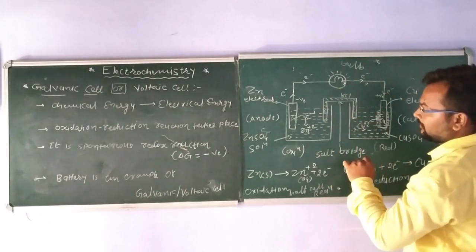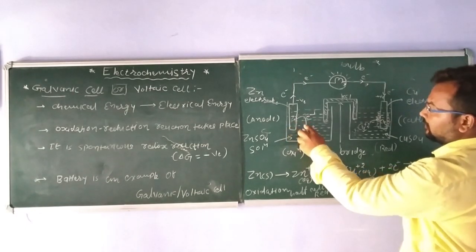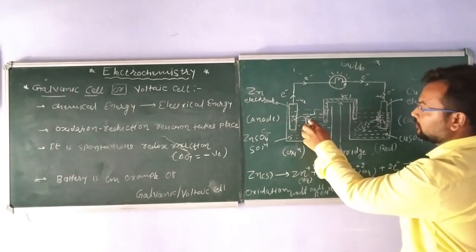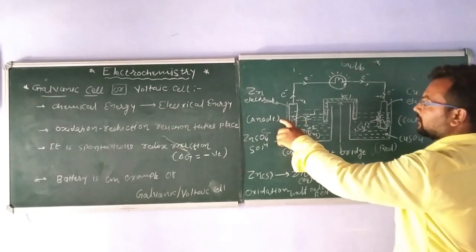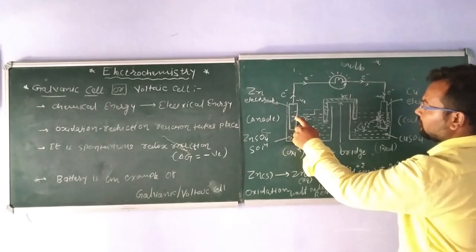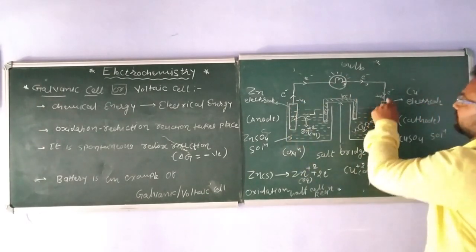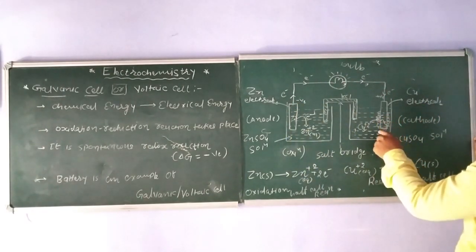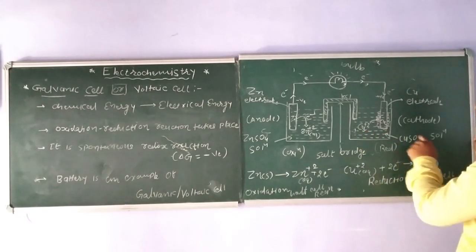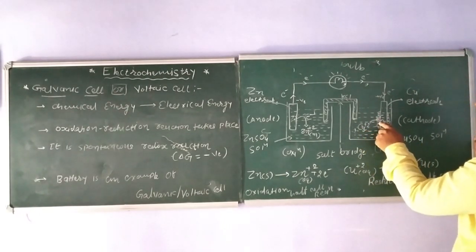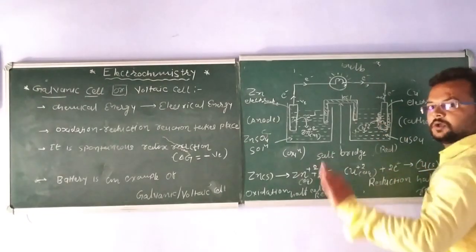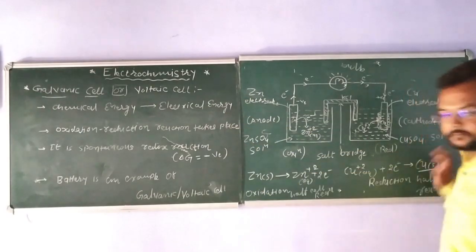Now after some time, the zinc electrode is oxidized into Zn+2 in aqueous form by releasing electrons, and it acts as the anode part. The electrons move from the anode part to the cathode part via the electric wire, and here Cu+2 from the CuSO4 solution gets these 2 electrons and is converted into Cu in solid form.